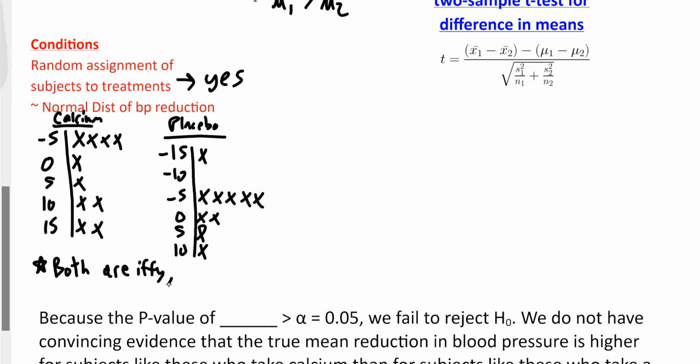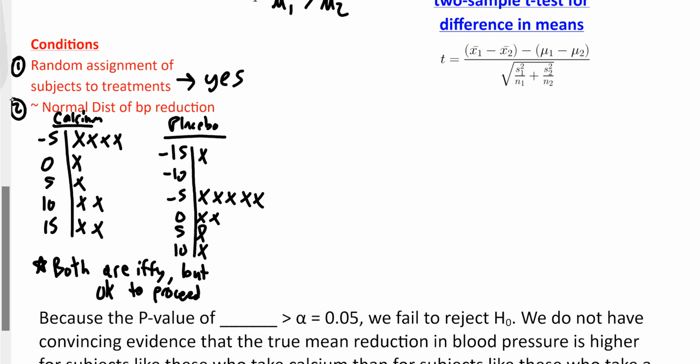But we're going to say okay to proceed. I wouldn't say there's a huge skew or clear outliers, but there is definitely some skew to both of them. So we're going to go on with that. We don't have to check condition 3 because it's an experiment. Nice. So just 1 and 2 for this one.